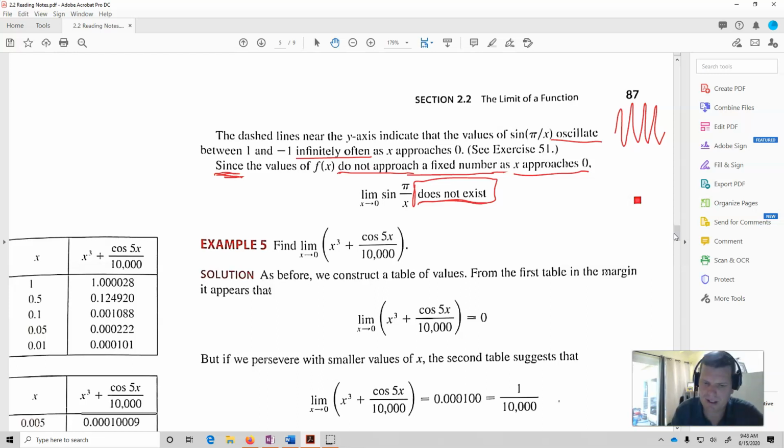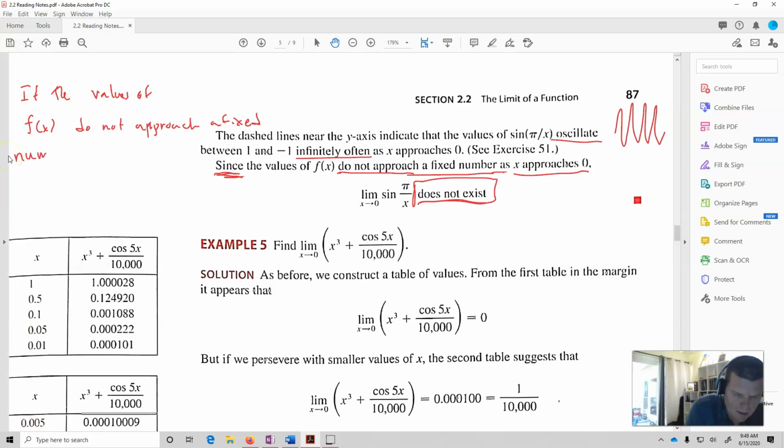Imagine that I have my paper and I say, well, if the values of f of x do not approach a fixed number, then the limit as x approaches, in this case 0, does not exist. Or actually, why don't we just put: the limit does not exist as x approaches, in this case, 0.